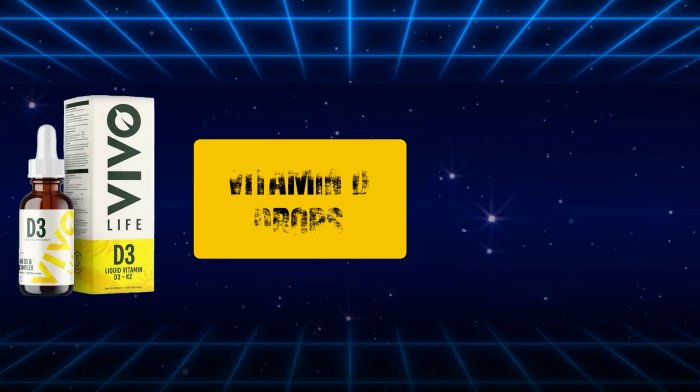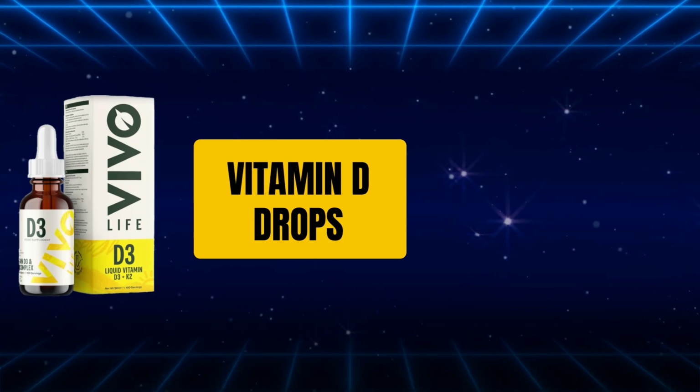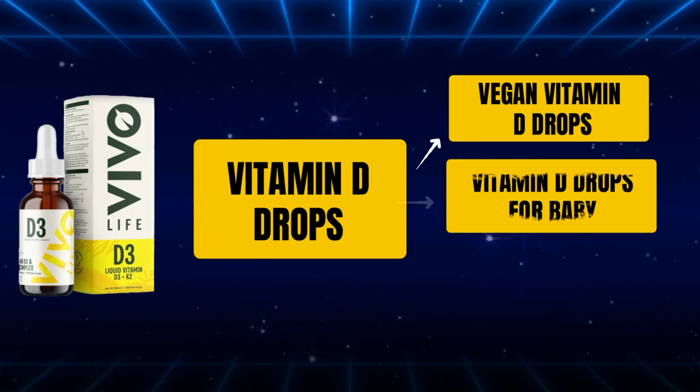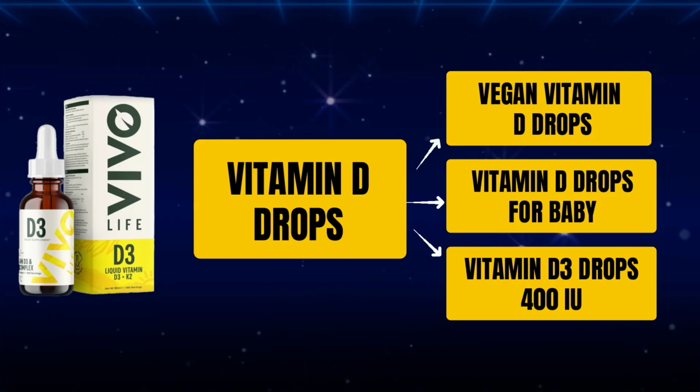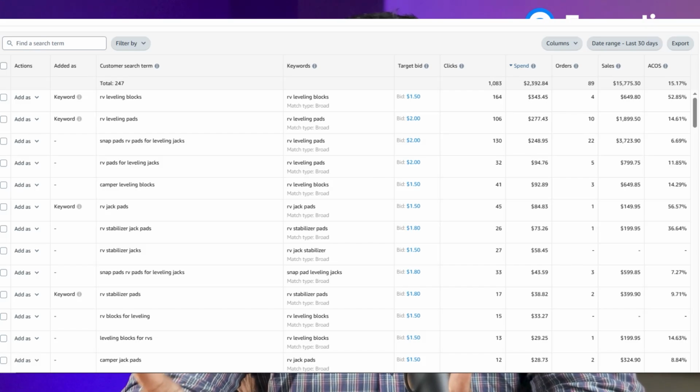So when you launch any auto, broad or phrase campaigns, those are triggering so many different search terms. So for example, vitamin D drops is triggering for vegan vitamin D drops for baby, vitamin D3 drops 400 IU, etc. Now some of these search terms that we are not targeting in our own campaigns, we are just targeting vitamin D drops. So what I'm going to do is go into the search term report, check the last 30 days, and put a filter.